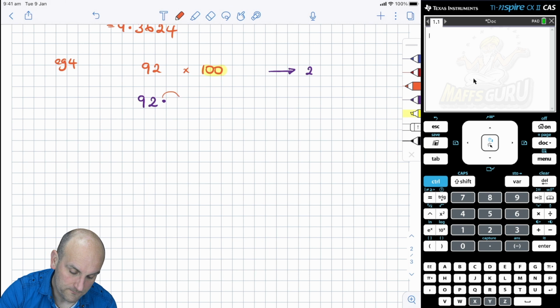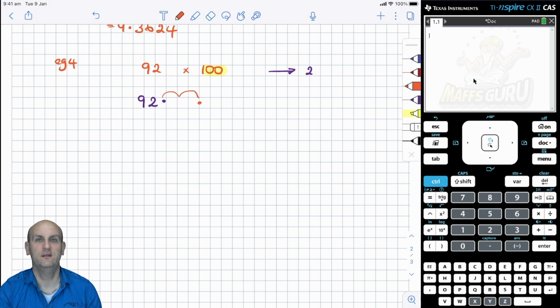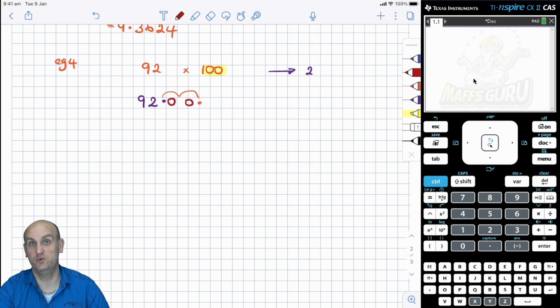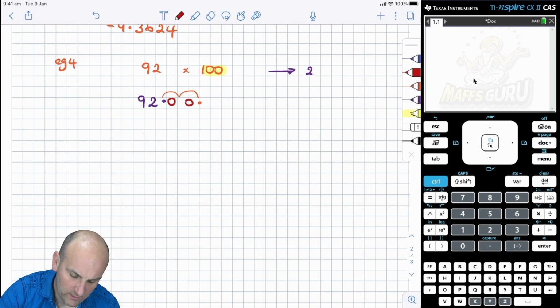1, 2. So it's going to end up here, but hold on a moment. It's just jumped over a load of gaps. And I normally say, well, what's there? And kids go, nothing. I go, exactly. There are, in fact, nothings there. So I'm going to write in those two nothings. There we go. So I get 9, 2, 0, 0.